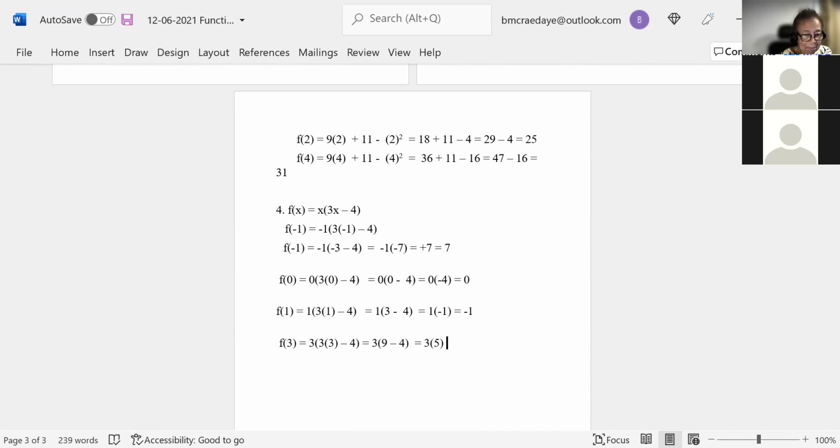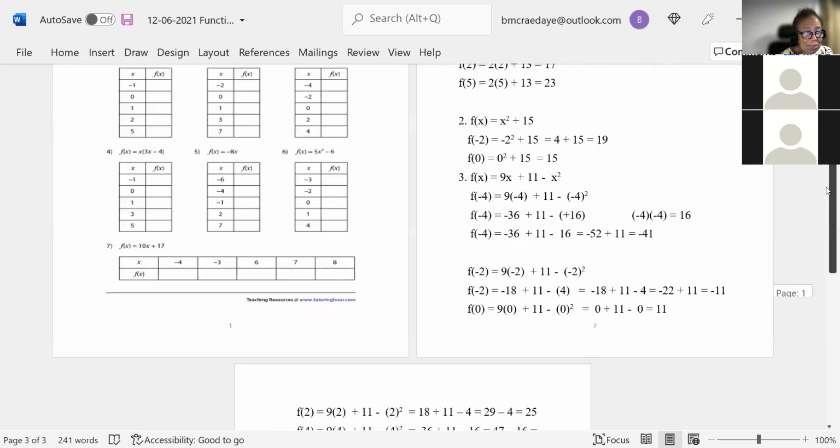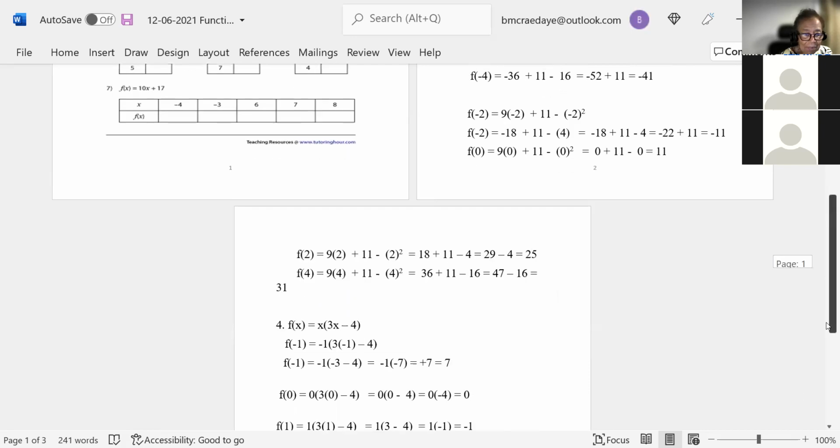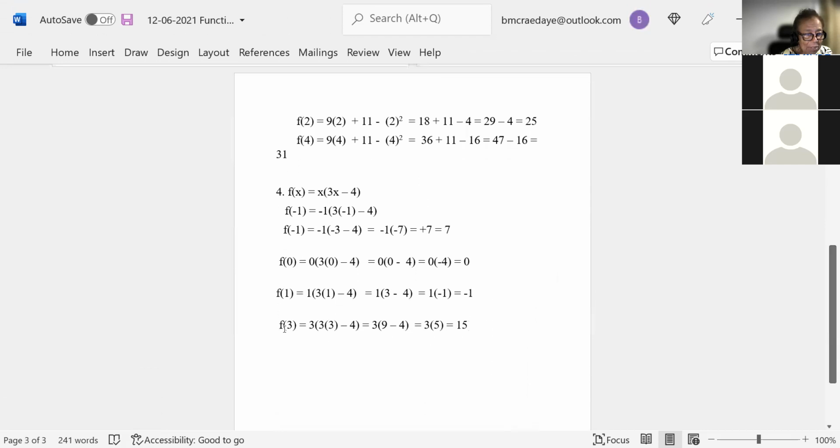And what's 3 times 5, Chastity? 15. That's your answer. So when the input is 3, then the output is 15. So you put a 15 here. Got it? Yeah. Put a 15 there. Now let's go to a 5. See if you can tell me what that one is.